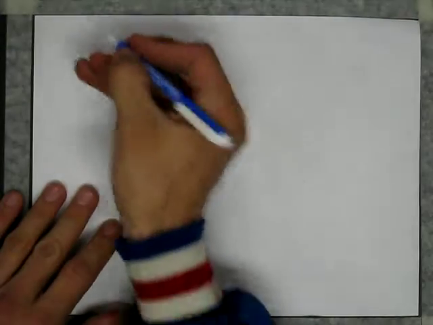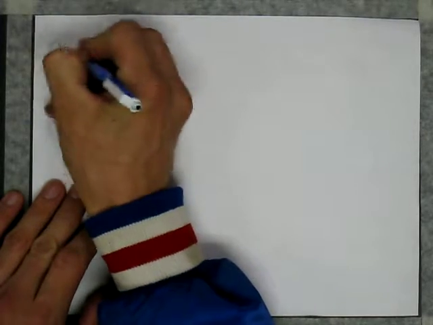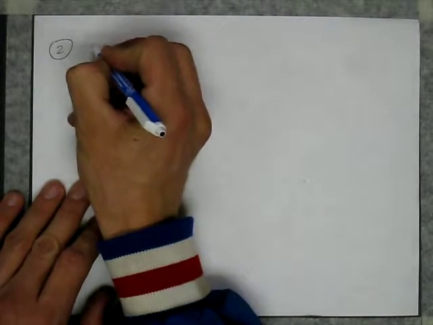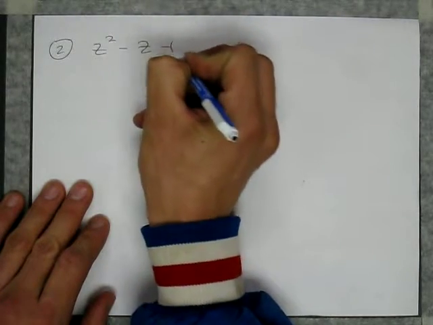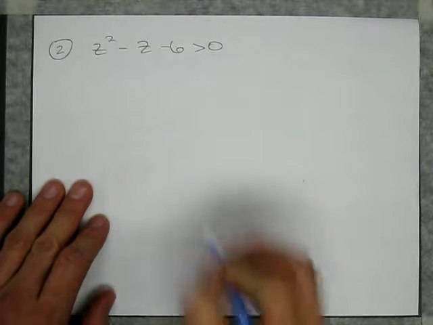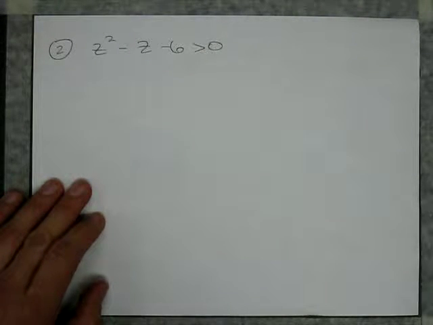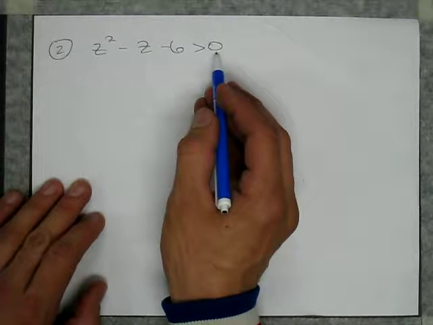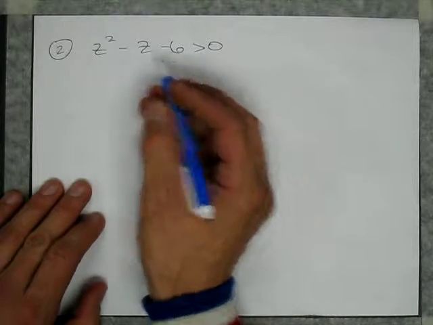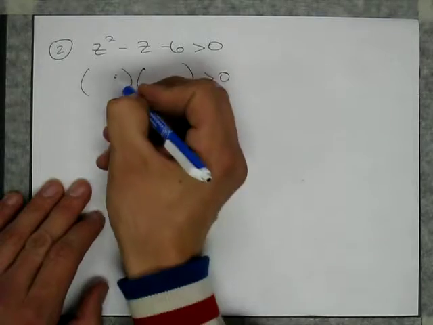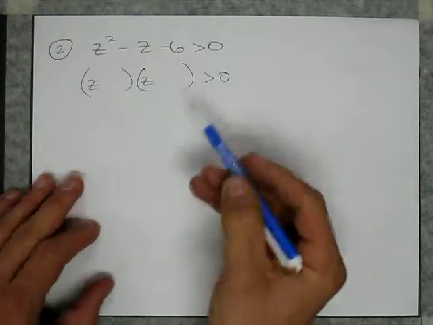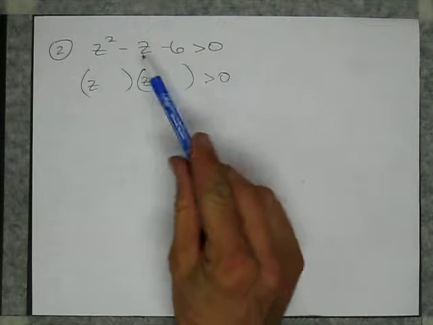And let's do one where we actually have to factor it. And we're going to go with z squared minus z minus 6 greater than 0. Now, with that, it's set equal to 0, if you will, even though it's an inequality. Now we need to factor. And so we're going to put a z here, a z here. And we can ask the question, what times what gives you negative 6, added together gives you negative 1.